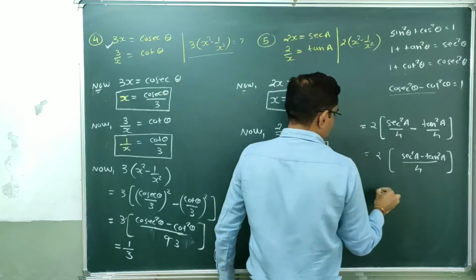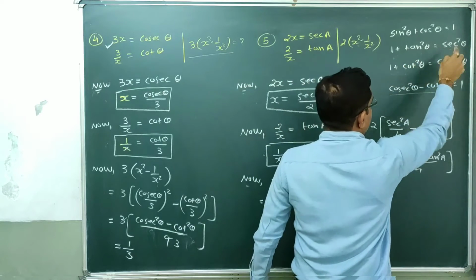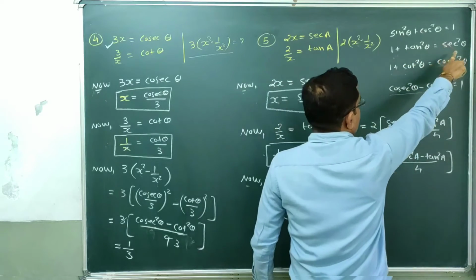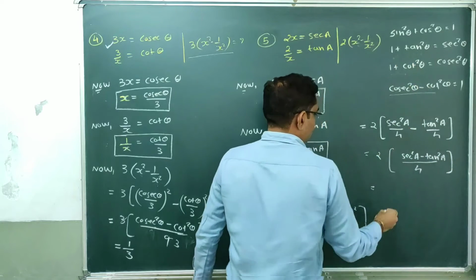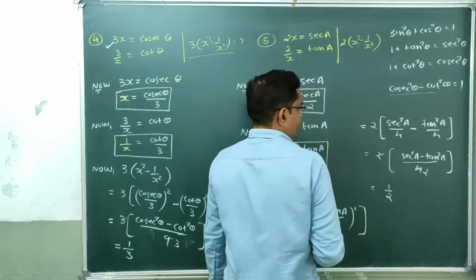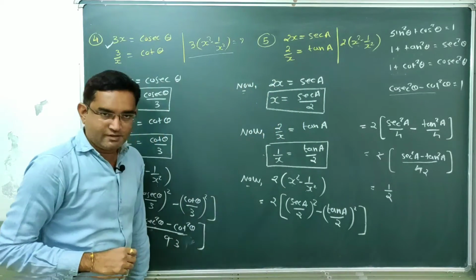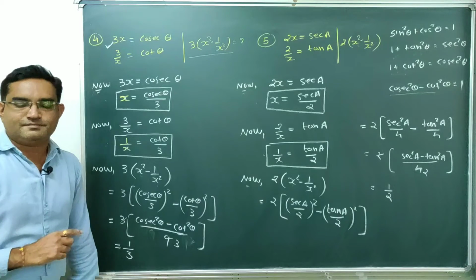Now again from the identity 1 plus tan square theta is equal to sec square theta, sec square theta minus tan square theta equal to 1, and this will be 2 2s are 4. So 1 by 2 is the answer. Clear, students? So now again pause this video and note it down.